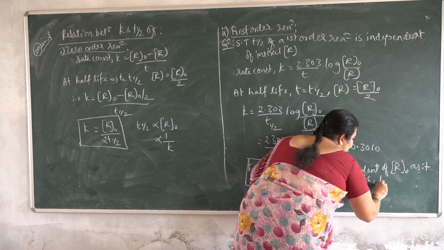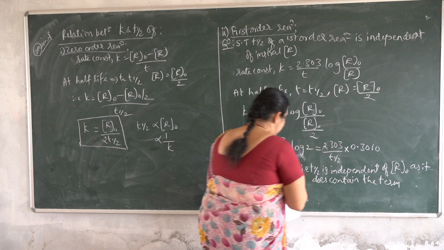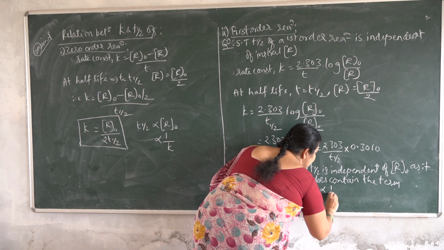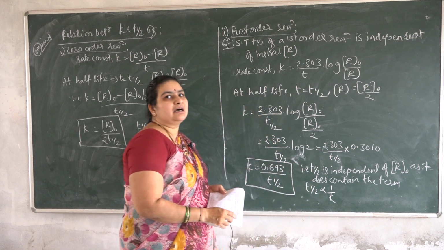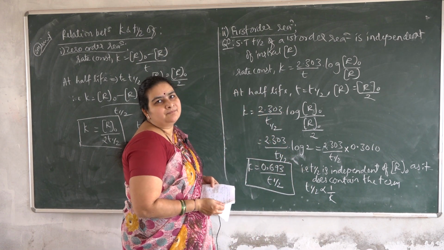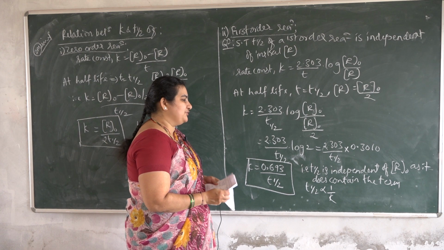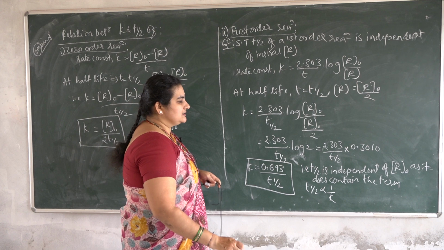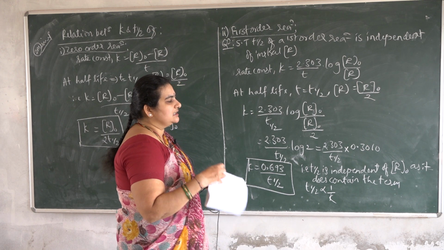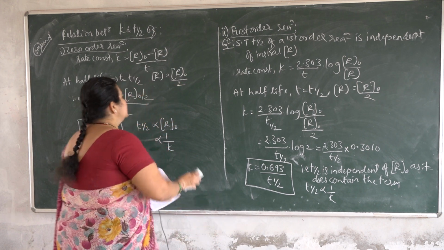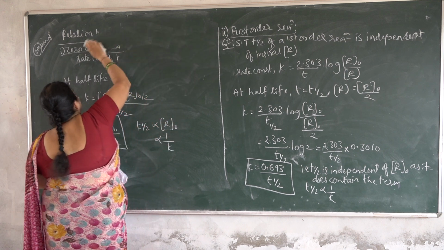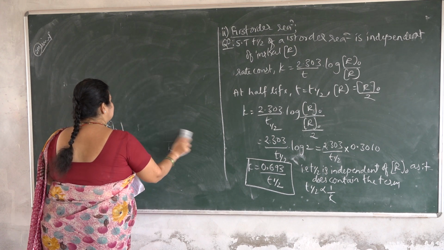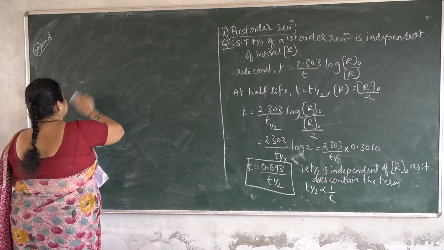And what is the relation between t half and K? Again, t half is inversely proportional to K. This is the conclusion which will be written for a first order reaction: t half is independent of the initial concentration of reactants, as it does not contain the term. Next, in general, I will give a relation, so it will be helpful for you from the exam point of view and for competitive exams.